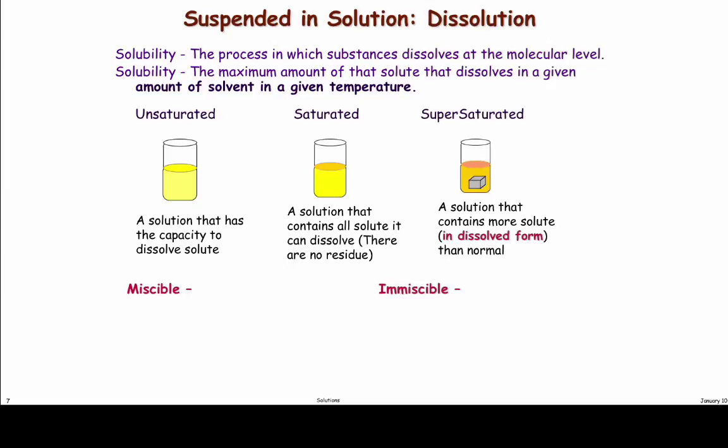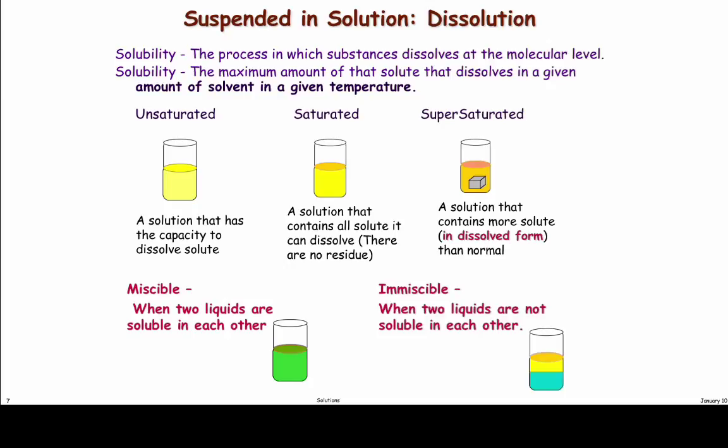For example, alcohol and water, or oil and water. So when you have two liquids that are soluble in each other, alcohol and water, for example, you have a miscible solution. When you put oil and water together, on the other hand, it separates. Why? Because the two liquids, or the two components, are different from each other at the atomic level.